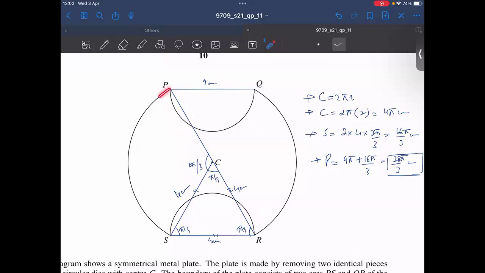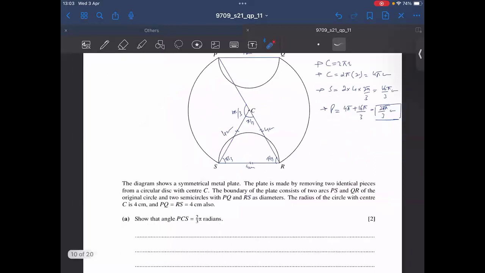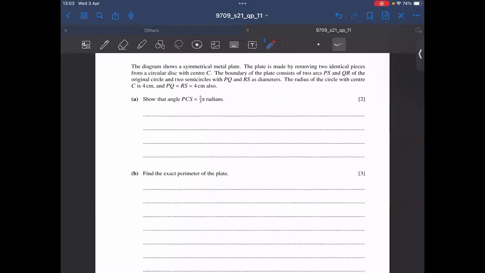So you have this length. This is again a curved length. You have this length, this is also a curved length. You have this length, that's also a curved length, and you have this length, which is also a curved length. So nowhere on the boundary do you have a length that is equivalent to the diameter. So that is how you look at the diagram to find out the perimeter.